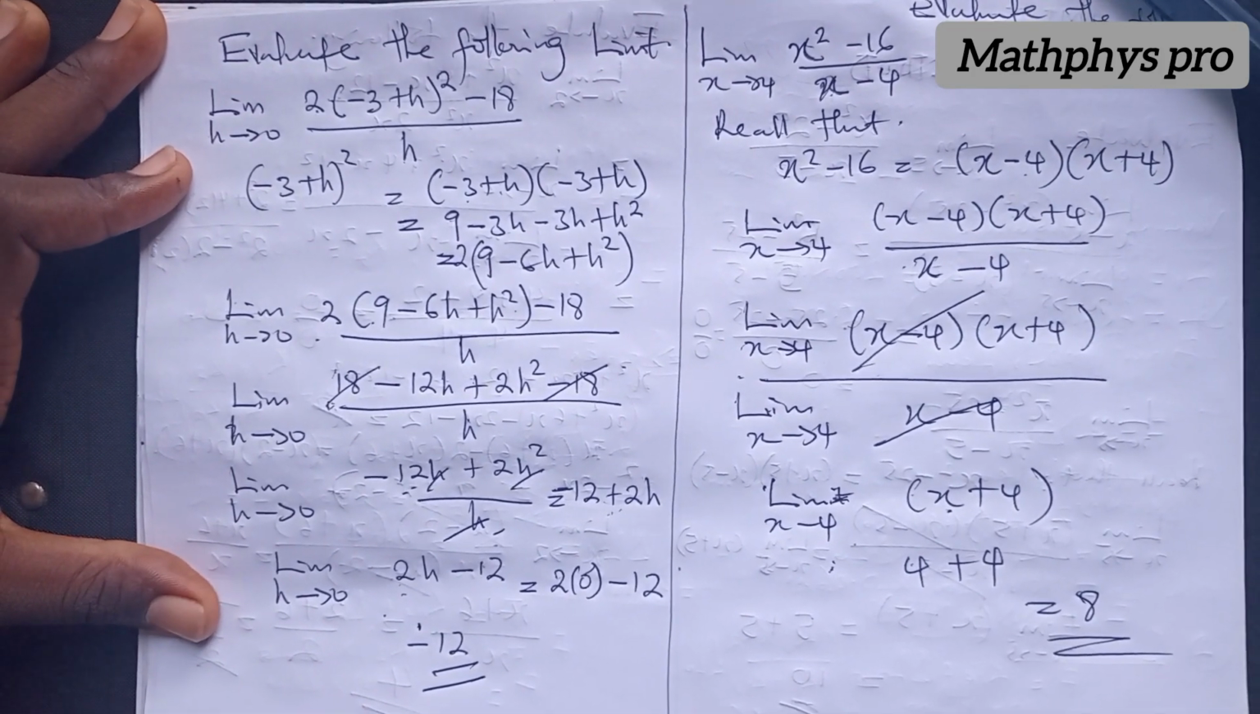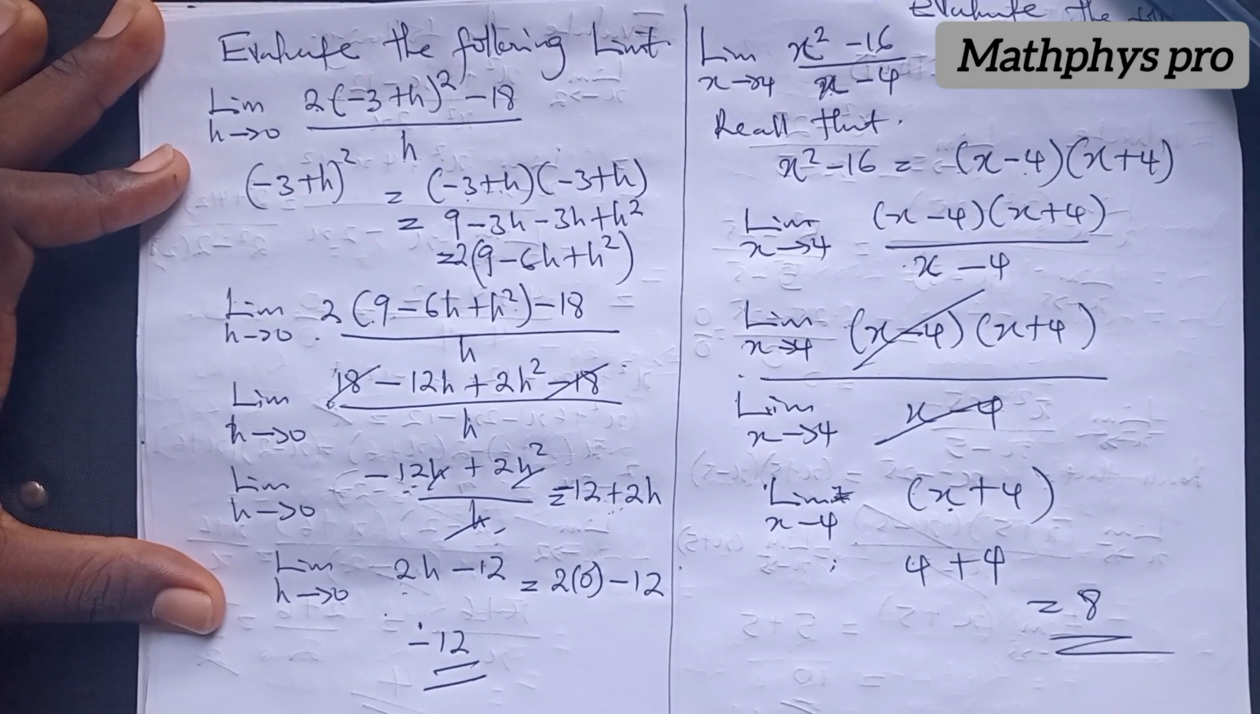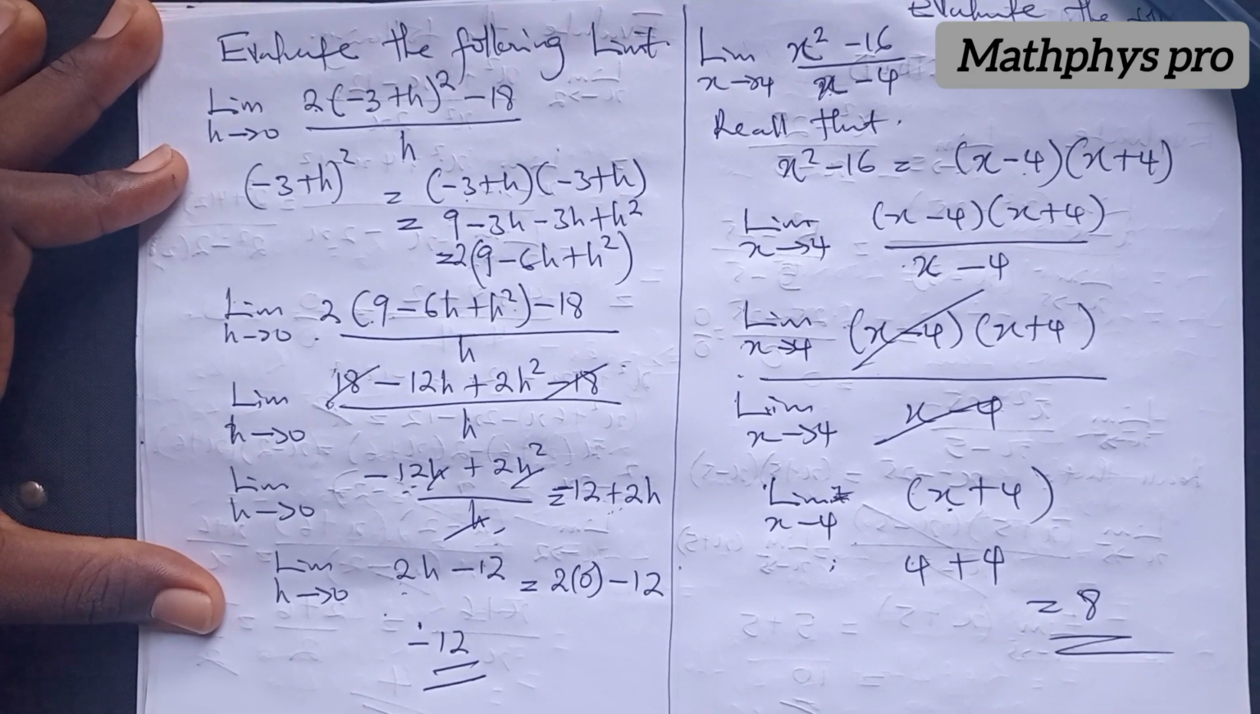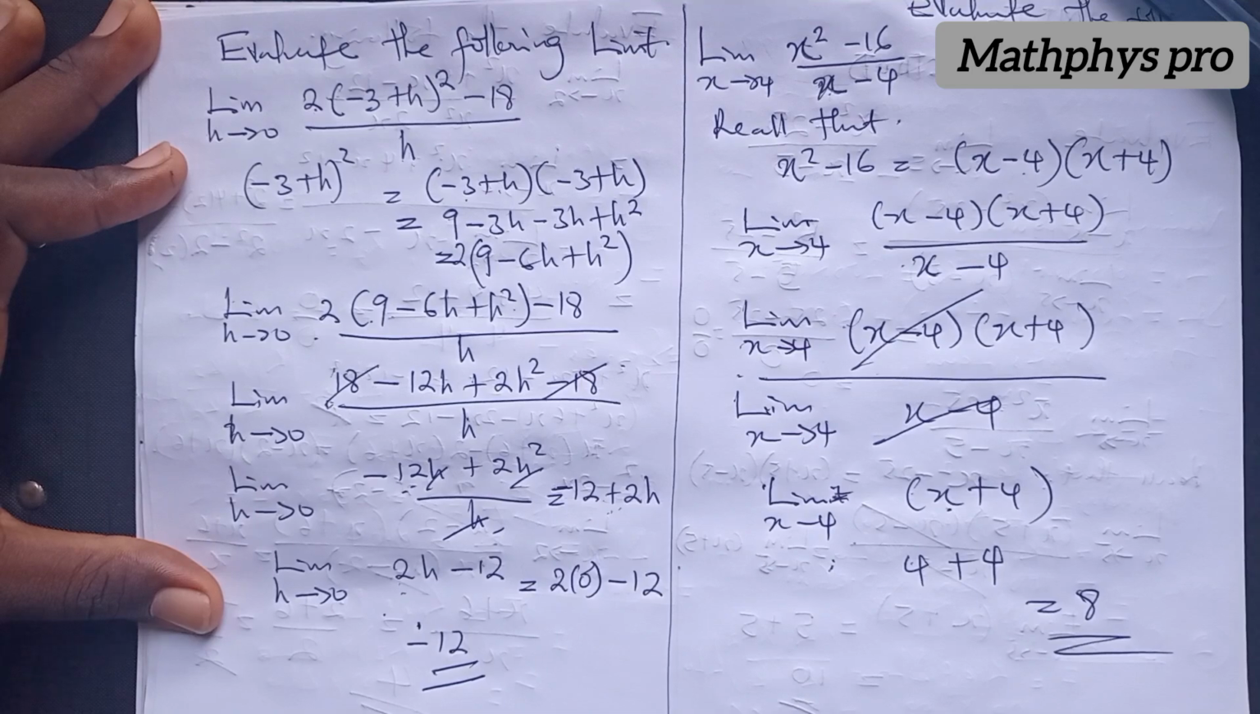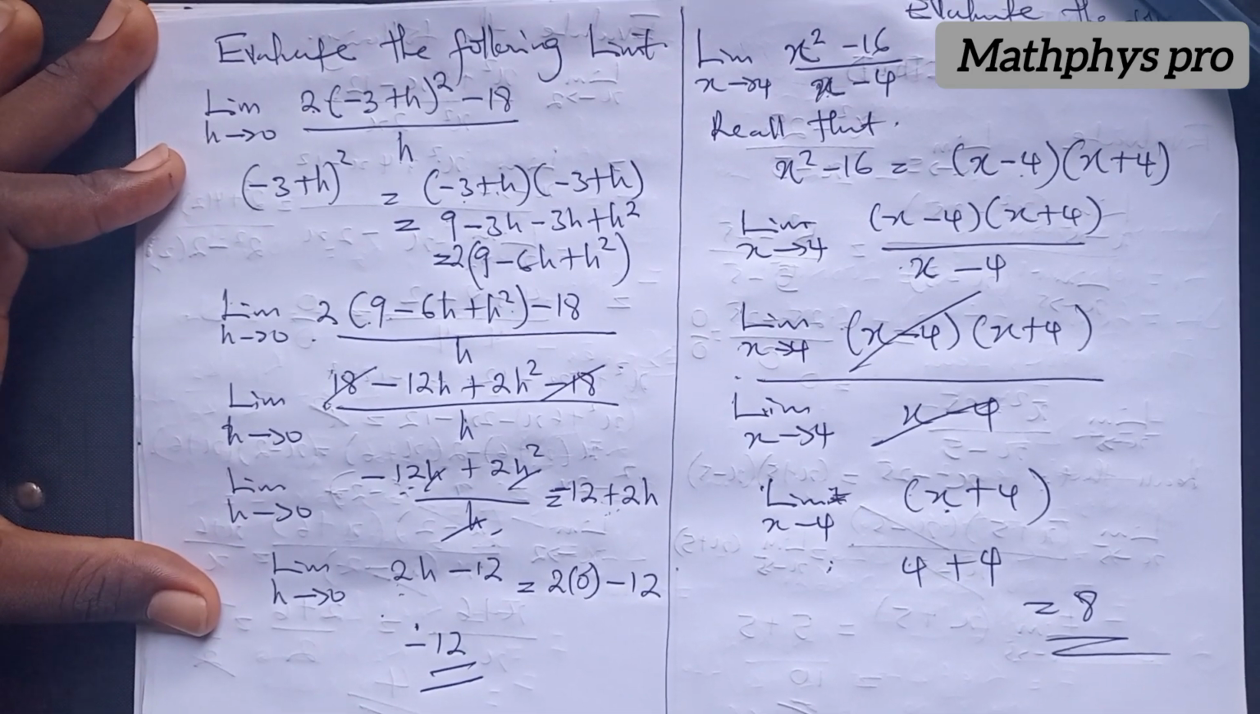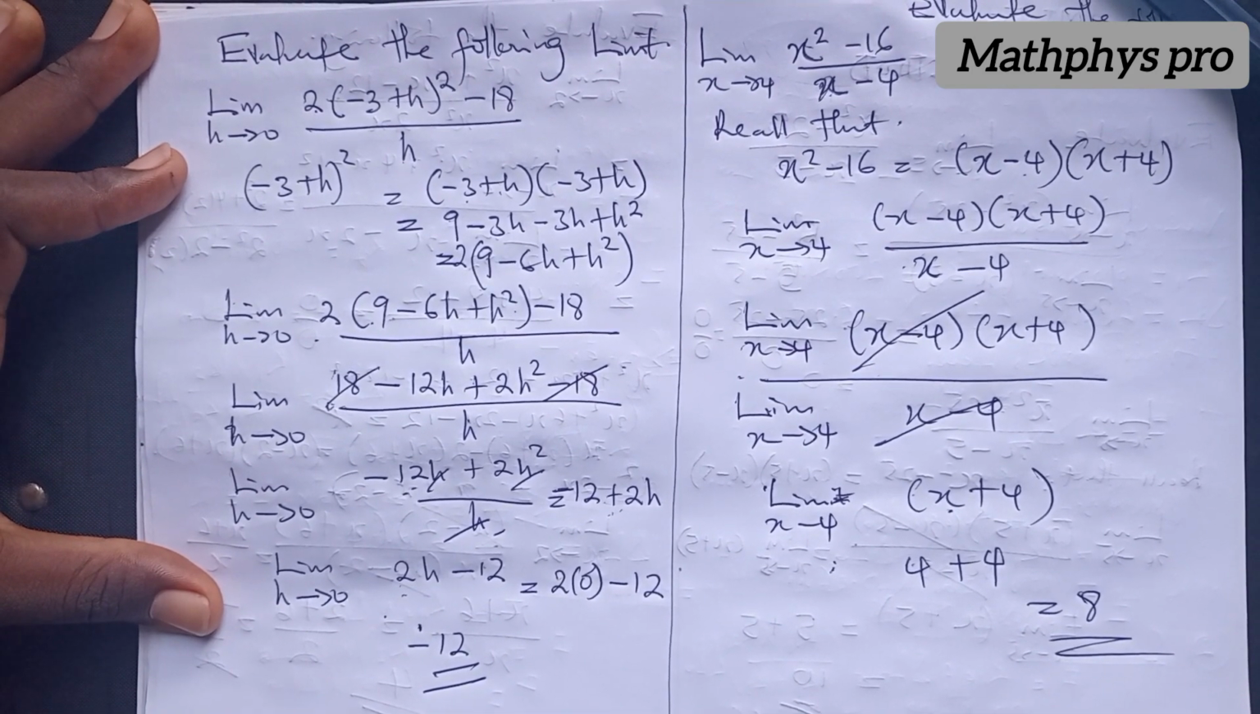On our next class, we will talk about another way to evaluate a limit by using what? A rationalization method. By rationalizing.